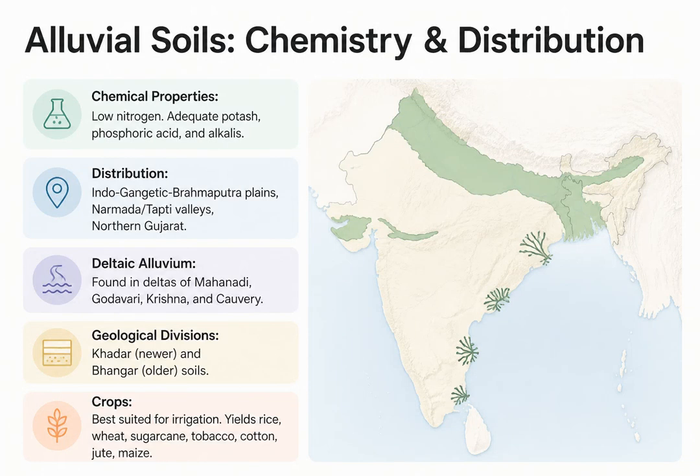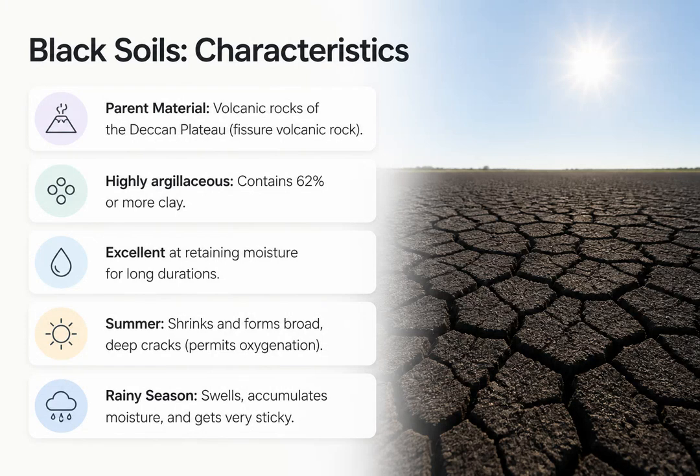Chemically, alluvial soils generally have a low proportion of nitrogen, but they contain adequate amounts of potash, phosphoric acid, and alkalis. They are widely distributed across the northern plains, the Narmada and Tapti valleys, and the eastern coastal deltas. Geologically, the alluvium of the Great Plain is divided into the newer Khadar and the older Bangar soils. Because they are mostly flat and respond incredibly well to irrigation, they yield splendid crops of rice, wheat, sugarcane, cotton, and jute.